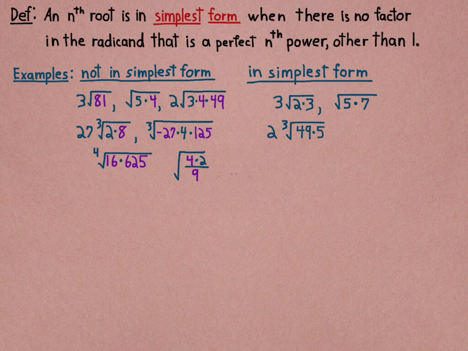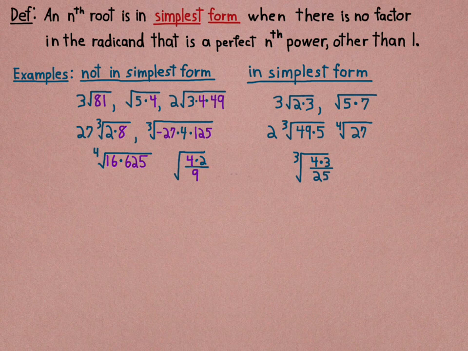2 times the cube root of 49 times 5. 49 is 7 squared, not 7 cubed, so that's not a perfect cube. And 5 is not a perfect cube, so that's simplified. It's in simplest form. The fourth root of 27: 27 is 3 cubed, so it needs another 3 in order to be a perfect fourth power. It's only 3 cubed, so that's simplified. There are no perfect fourth powers in there.